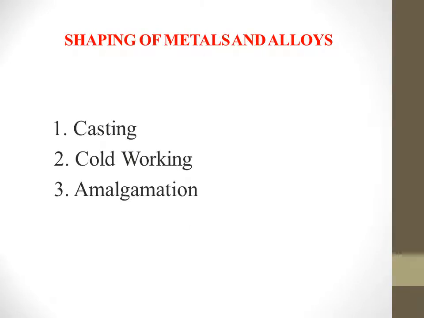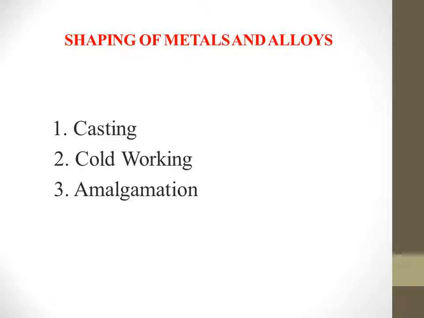Now, shaping of metals and alloys. Why is that important? Because in dentistry, we cannot use the metals in their original form. We have to give them a certain shape, dimension and structure to be used in the oral cavity, be it as a restoration or as a prosthesis. So there are three methods of shaping metals and alloys: casting, cold working, and amalgamation.